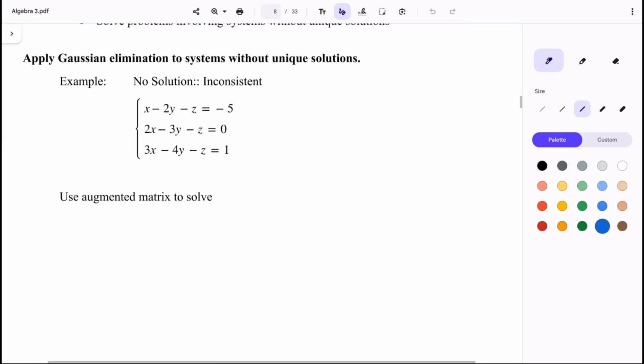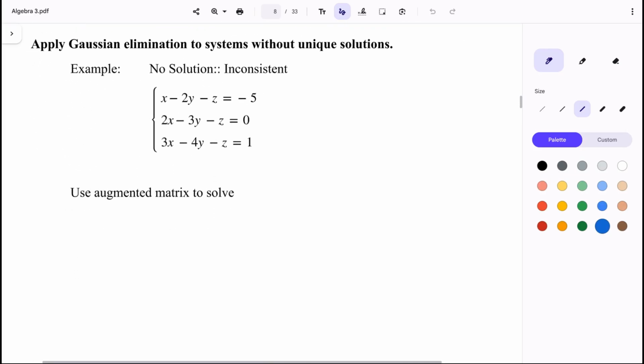So the first thing I'm going to show you is an example of something that would be considered inconsistent, which means that there would be no solution to this. So this is my system of equations that they give me. Now, when you look at something like this, you don't know if it's no solution by just glancing at it. If this was a 2-variable equation, we wouldn't have to use a matrix. There'd be faster ways to figure out if it didn't have a solution or not.